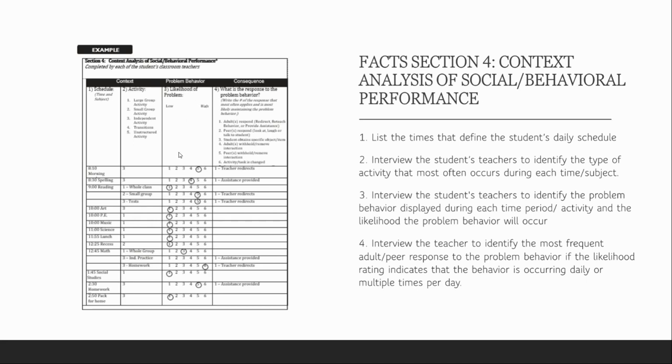Then we're going to have that teacher indicate the probability of that behavior occurring. So 1 means a low likelihood of that behavior occurring during that particular time or activity, and 6 means that there is a high probability. So they're going to use a Likert scale of 1 to 6.